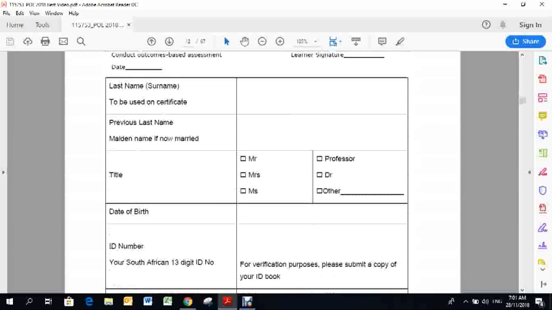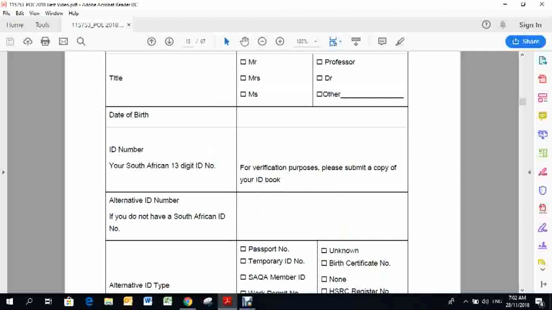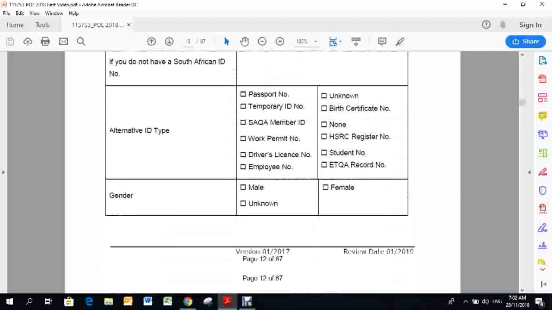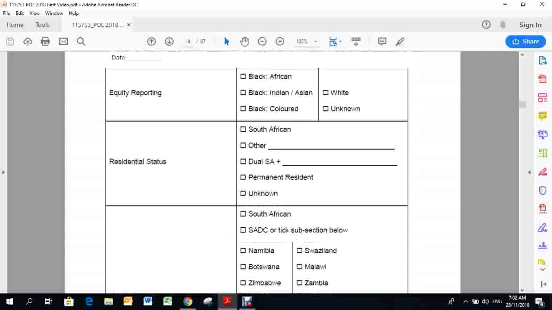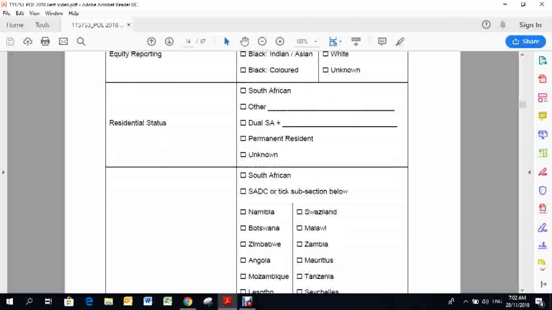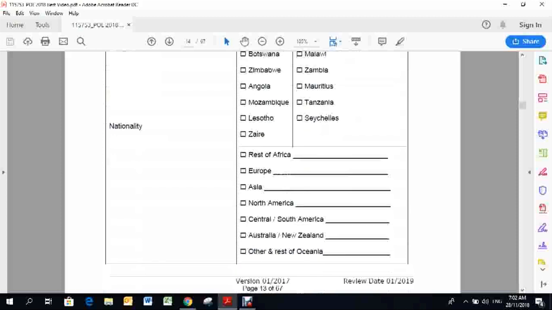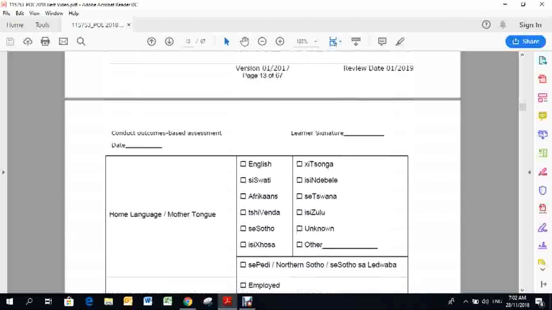This is more of personal information that you need to complete. Wherever you don't have anything to write or it's not applicable to you, please write not applicable, N/A. Carry on down. All this is information that you need to indicate. Tick your race or your equity reporting, white, black Indian or black African, black colored, unknown, that is if you are. Then residential status, indicate that for those that are not from South Africa, and indicate also the actual country where you're coming from. Carry on down.